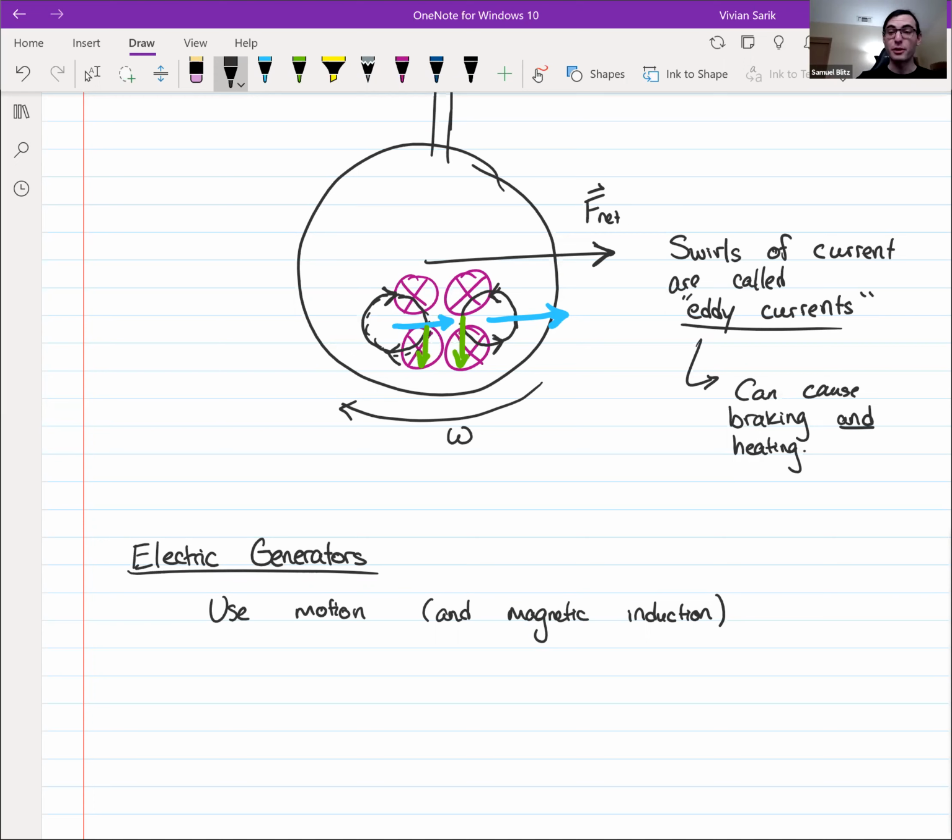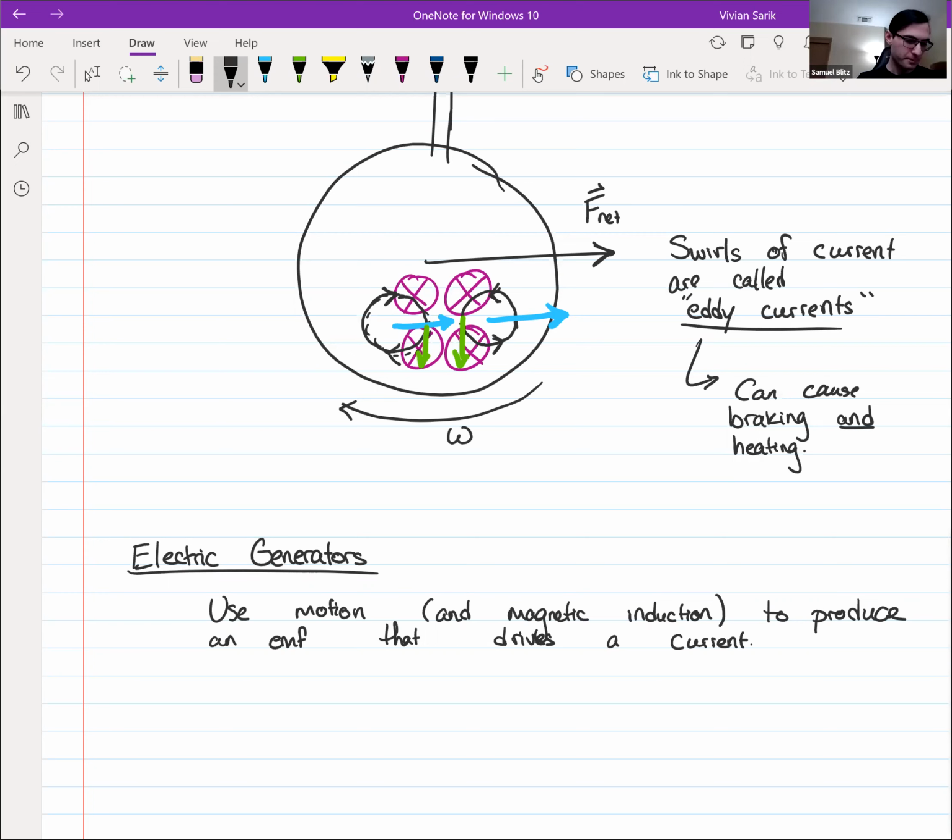So we use the motion of some loop and the magnetic induction that comes from the motion of that loop to produce an EMF that drives a current. So in fact, unless you're on solar energy, this is where all of your electricity comes from. It comes from using the motion of something to produce an EMF which drives current, and that gets sent from the power plant to your house.